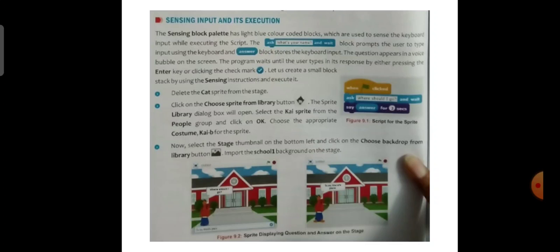Delete the cat sprite from the stage. Click on the choose sprite from library button. The sprite library dialog box will open. Select the Kai sprite from the people group and click on OK. Choose the appropriate costume Kai B for the sprite. Now select the stage thumbnail on the bottom left and click on the choose backdrop from library button. Import the school 1 background on the stage.